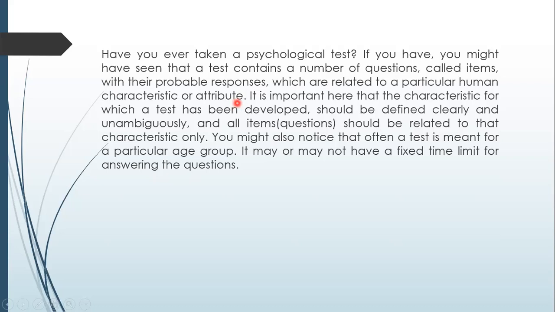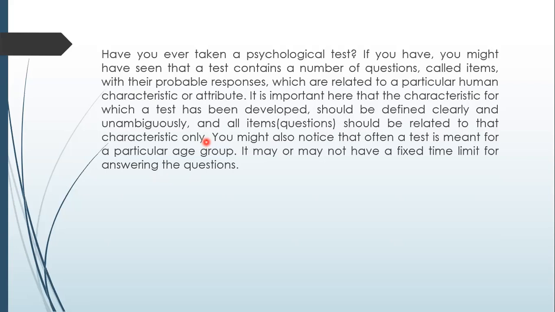If you are measuring intelligence, the questions should be related to intelligence only. It is important here that the characteristic for which a test has been developed should be defined clearly and unambiguously. There should be no doubt that the student is being evaluated on intelligence, anxiety or stress. The questions should be very clear, and all items should be related to that characteristic only, whether it is neuroticism, openness, or a positive attitude.